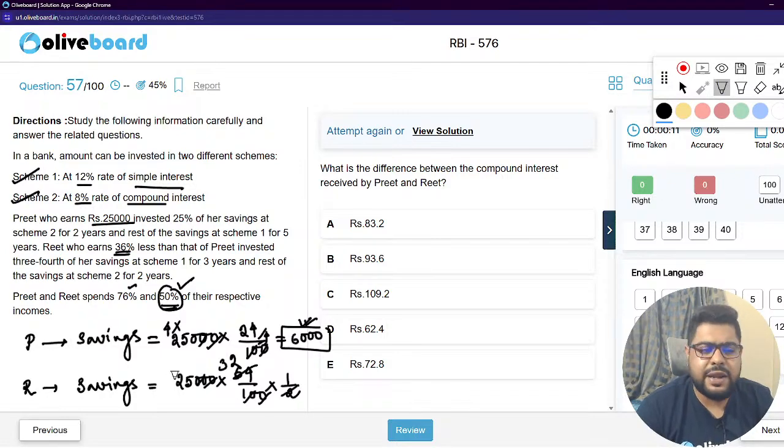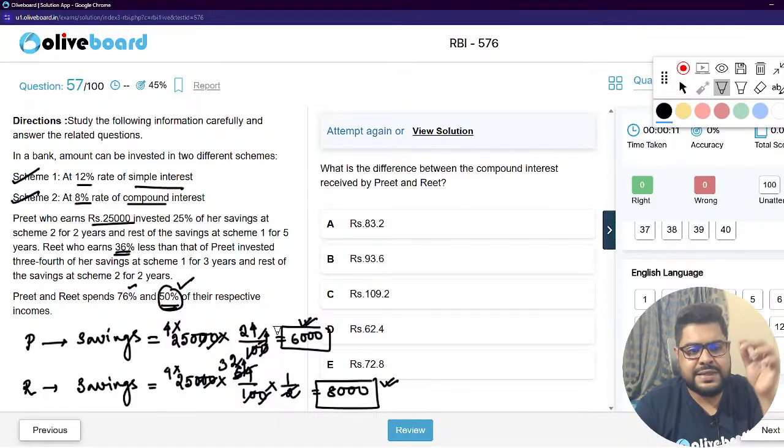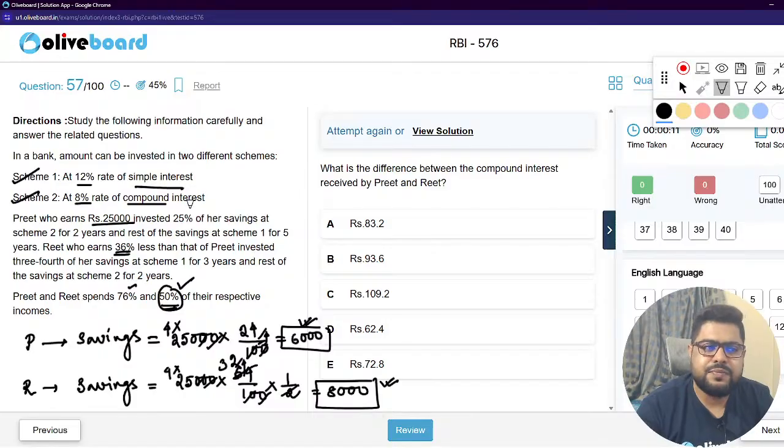Again, 250 remaining into 4 by 4. So this is 8. So 8,000. This is their savings. Preet's savings is 6,000. Reet's savings is 8,000. Now let's see. What about Preet? What is going on? First question, difference between the CI received by Preet and Reet.